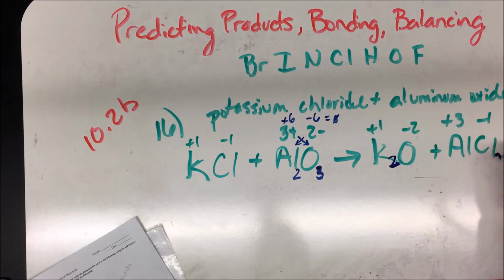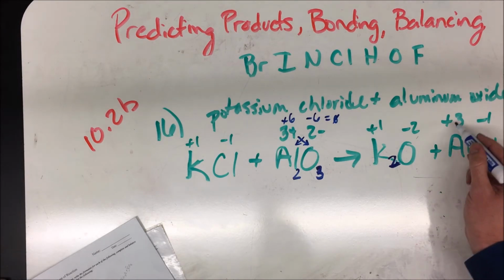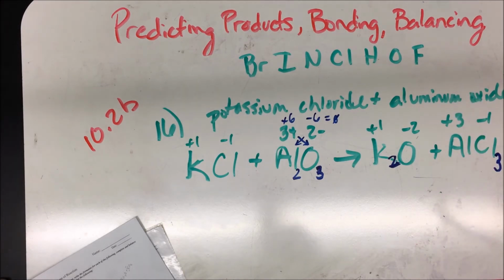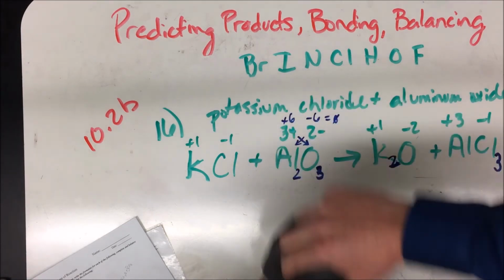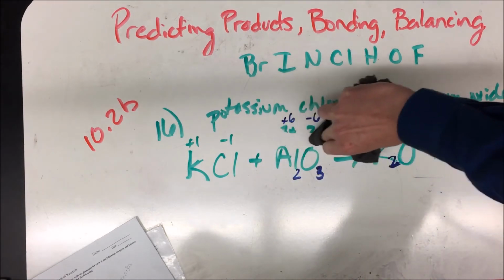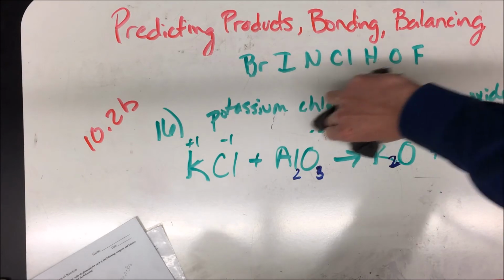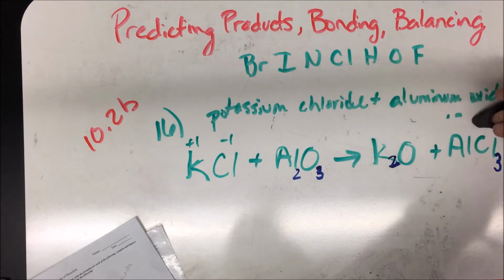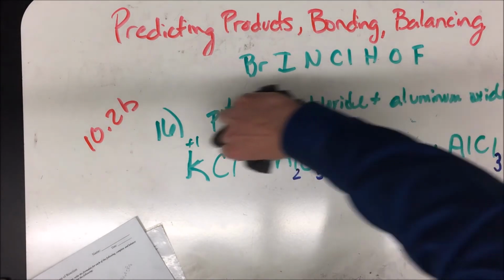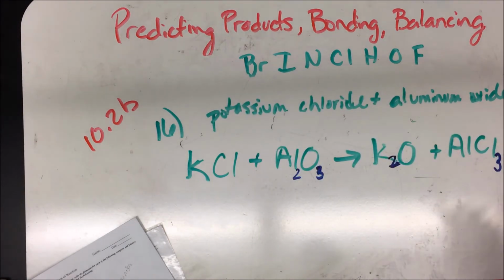And then I need a 3, and I don't know if you guys can see that. Yep, you can. A 3 on the chlorine. 3 times -1 is -3. 1 times +3 is +3, which gives me an overall net charge of 0. My bonding is done. Now I'm going to go through and balance. But first I'm going to erase all of my charges, because we do not keep charges in a chemical equation unless we're talking about an ionic equation, which we're not.